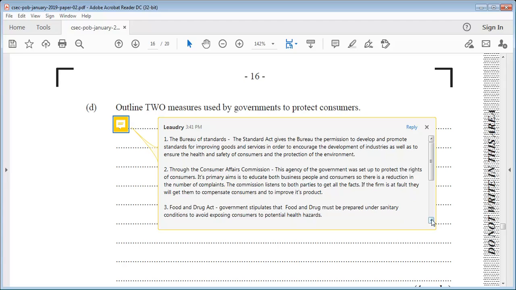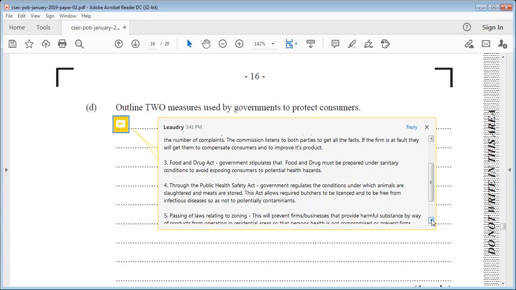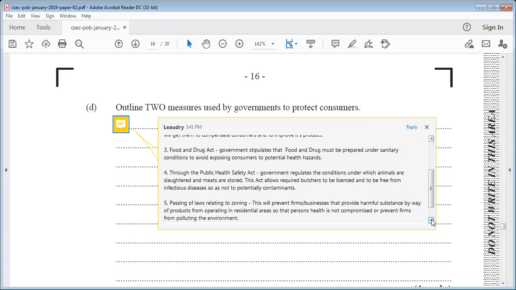The Food and Drug Act now. The government stipulates that food and drugs must be prepared under sanitary conditions to avoid exposing consumers to potential health hazards. Through the Public Health Safety Act, that's another one, 4 now. Government regulates the conditions under which animals are slaughtered and meats are stored. This act requires butchers to be licensed and to be free from infectious diseases so as not to be a potential contaminant in the business.